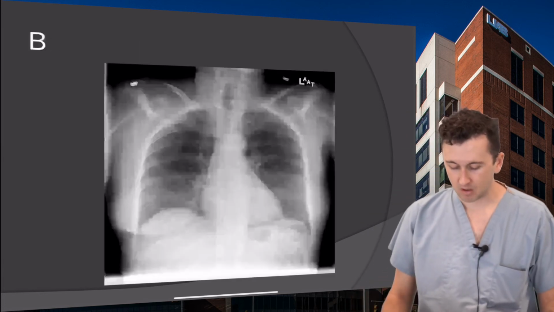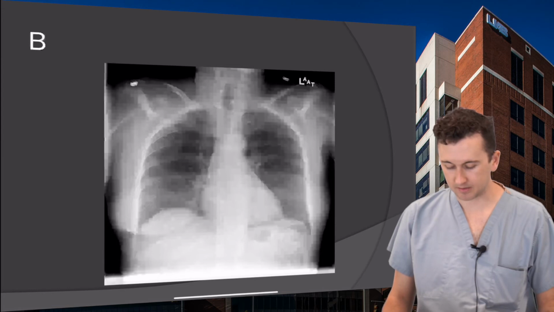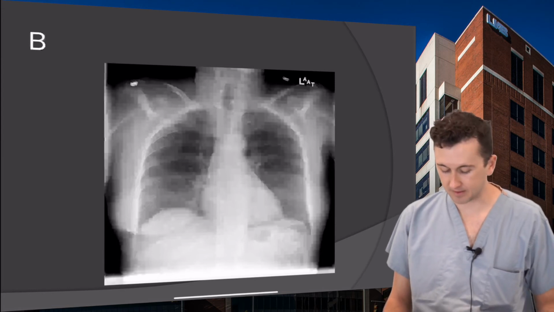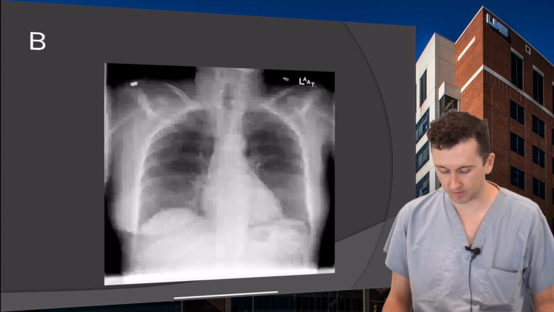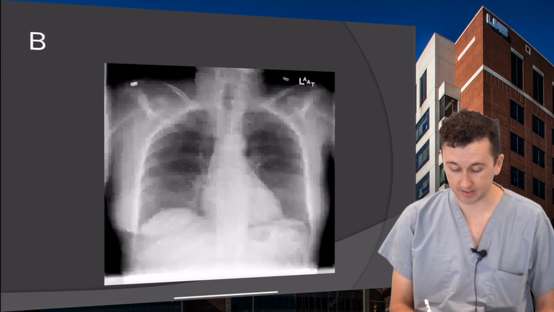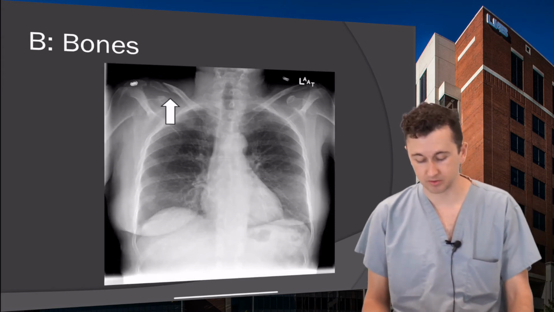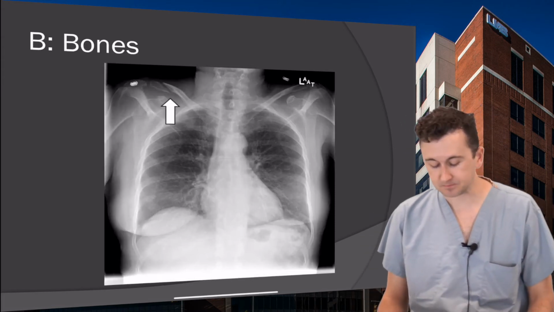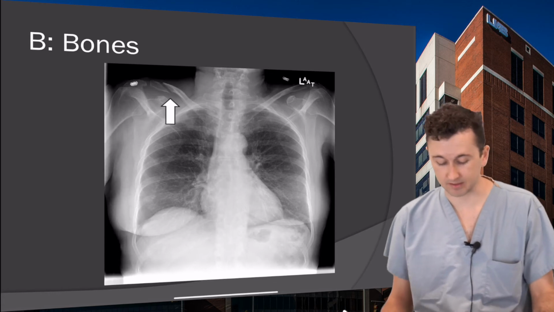Okay. All right. B. The B thing. I'll give you guys a second to look at it to see if you can see something that's grossly abnormal that starts with B. But we always glance at your bones. So this patient has a pretty significant right-sided clavicular fracture.